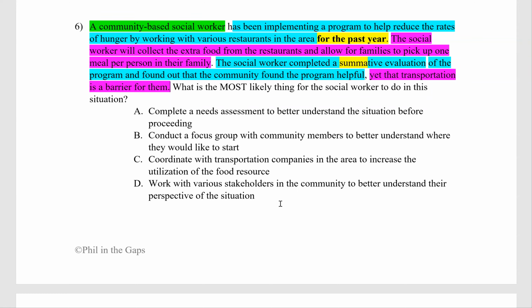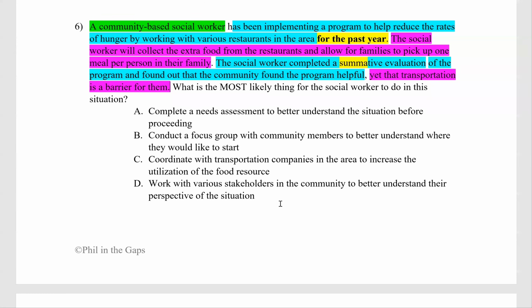A, complete a needs assessment to better understand the situation before proceeding. B, conduct a focus group with the community members to better understand where they would like to start. C, coordinate with transportation companies in the area to increase the utilization of the food resource. Or D, work with various stakeholders in the community to better understand their perspective of the situation. Let's look back at the question to see what we're looking at in particular.